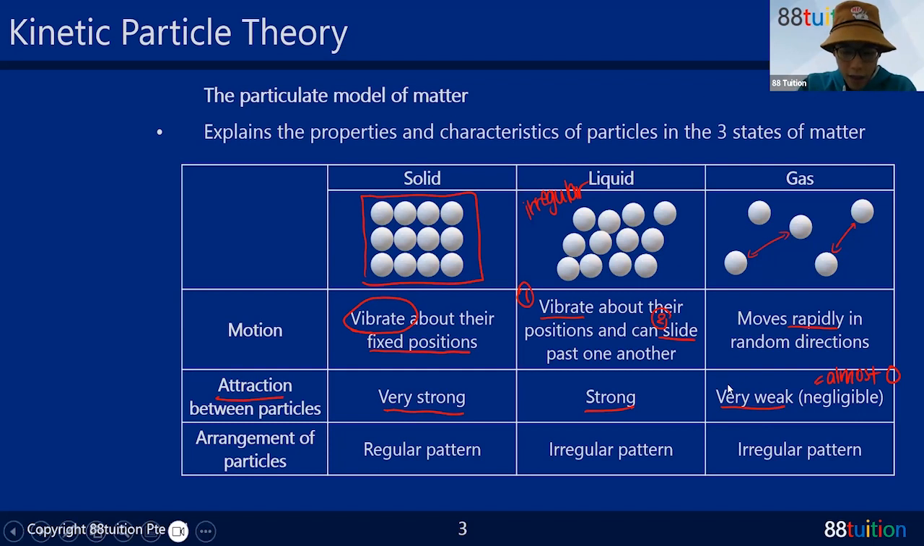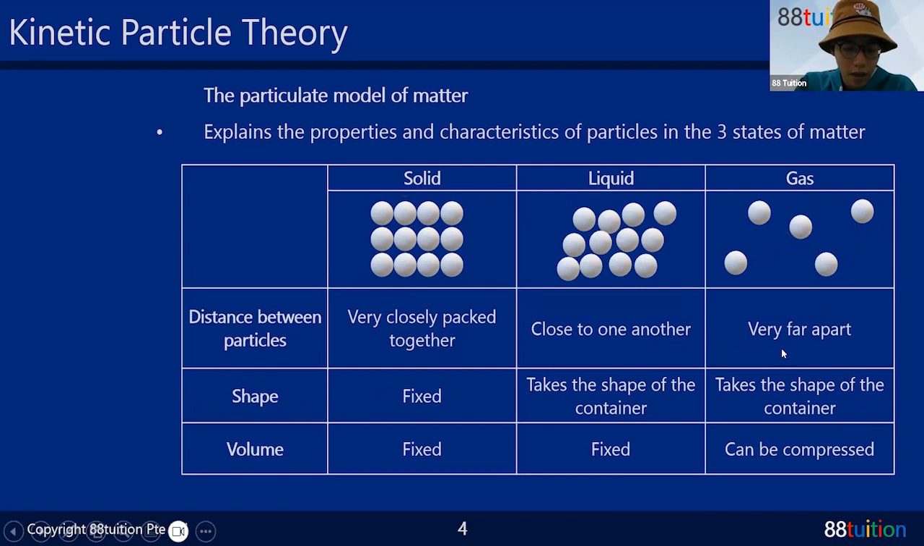In terms of the arrangement, you can see that solid has a regular pattern, whereas liquid and gas are irregular, without a very fixed, nice pattern. Then we have the distance between particles. Solid is very closely packed, liquid is close to one another, and gas is very far apart. Then the last two are shape and volume. These two I think are covered in primary school already, so we just recap. And you need to know how to explain using the particulate model of matter.